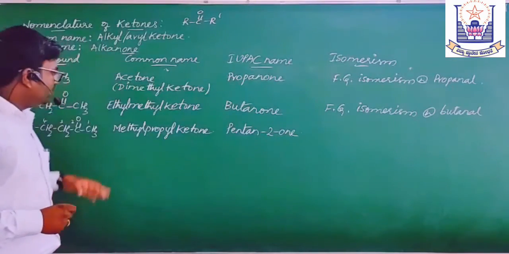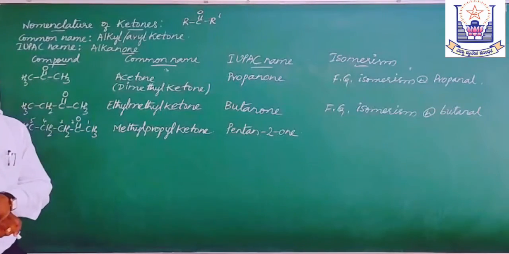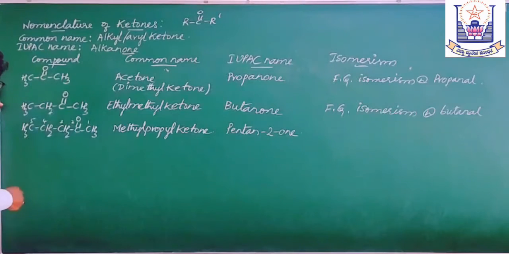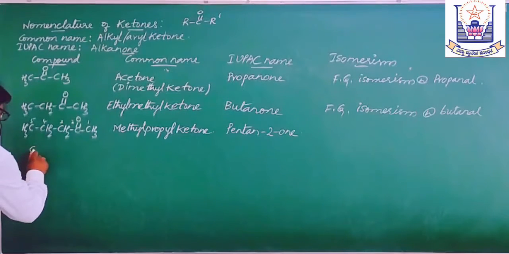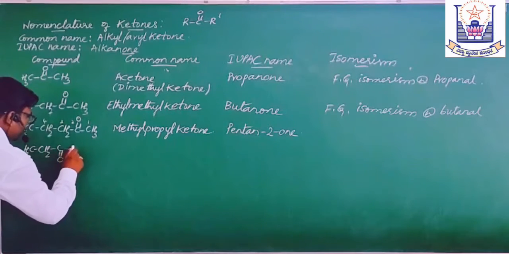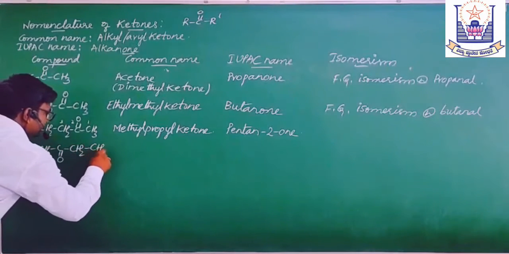Okay. Let us see the isomers for this molecule. Yes, come to this. We can have rearrangement in this. CH3, CH2, C double bond O, CH2, CH3.